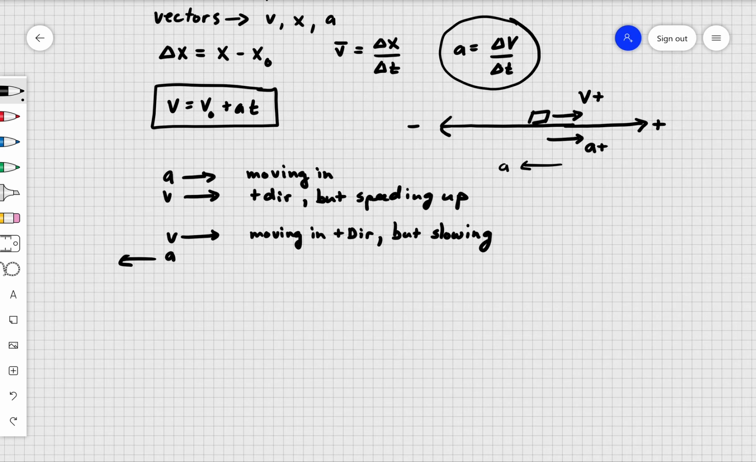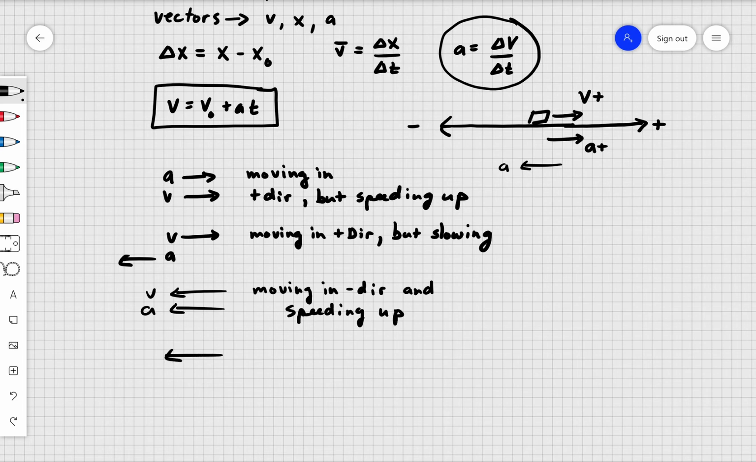Okay, we could move to the left if we had velocity to the left and acceleration to the left. This would be moving in the negative direction and speeding up. Or perhaps moving in the negative direction with positive acceleration. In this case, that would be moving in the negative direction and slowing down.